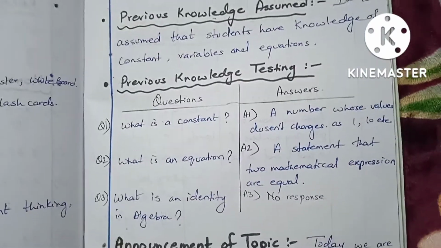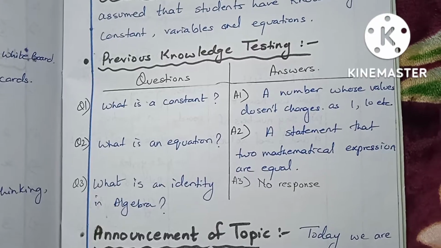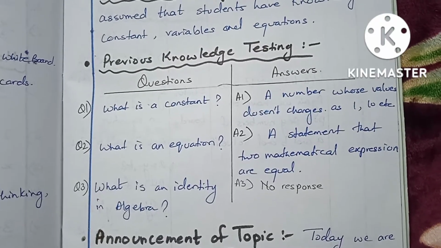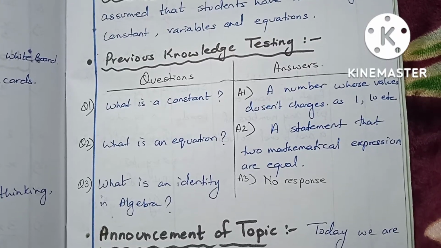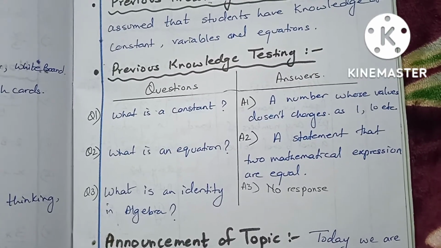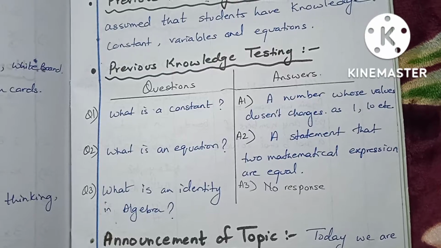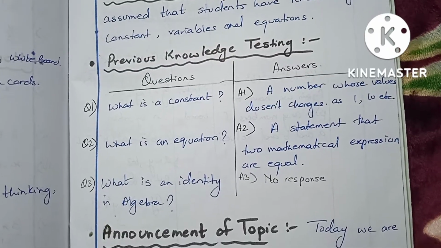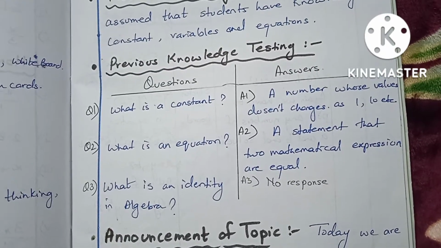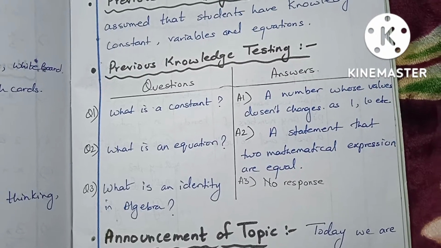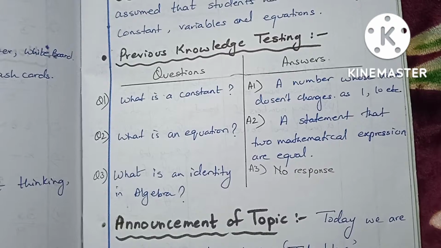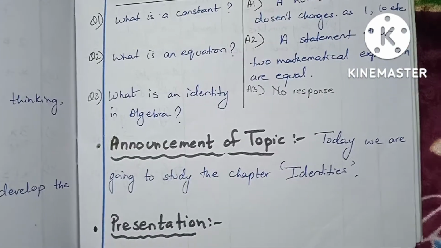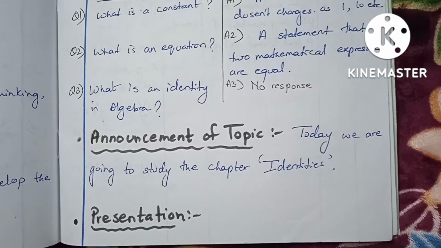For previous knowledge testing, teacher asked the following questions: what is a constant? Students reply: a number whose value doesn't change, as 1, 10, pi, etc. Then teacher asks, what is an equation? Students reply: a statement that two mathematical expressions are equal. What is an identity in algebra? No response. So the teacher makes the announcement of the topic.